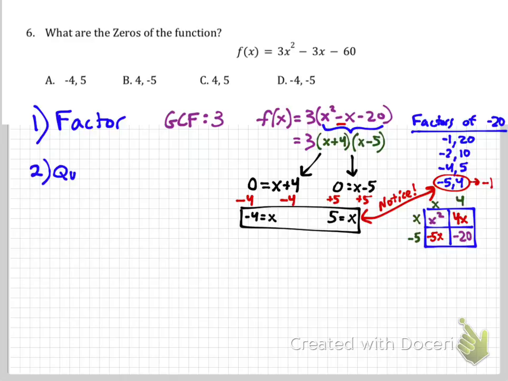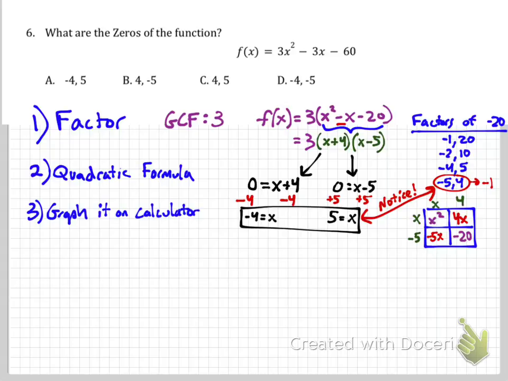A second way to do this is you could use the quadratic formula. I'm not going to do that now because we just did, but you could use 3 for A, -3 for B, and -60 for C, and you would get these two answers in the quadratic formula. Another way you could do this is you could also graph it. 4 and 5 would both show up on your window, so you would be able to see that -4 and +5 are the correct answers by looking at the zeros on the calculator.